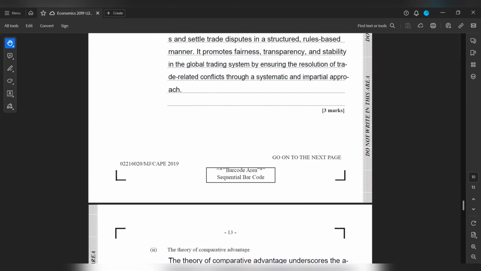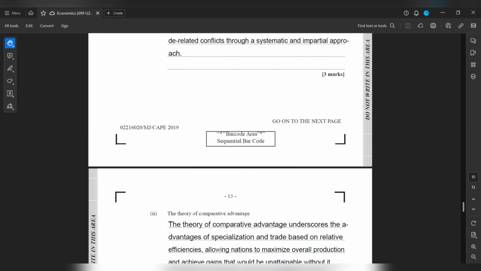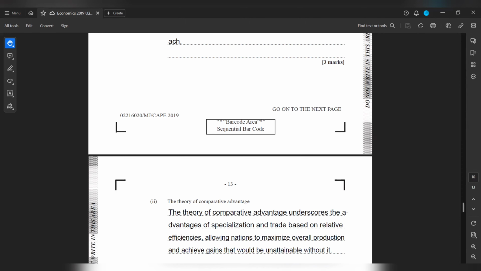The theory of comparative advantage. The theory of comparative advantage underscores the advantages of specialization and trade based on relative efficiencies, allowing nations to maximize overall production and achieve gains that will be unattainable without it.